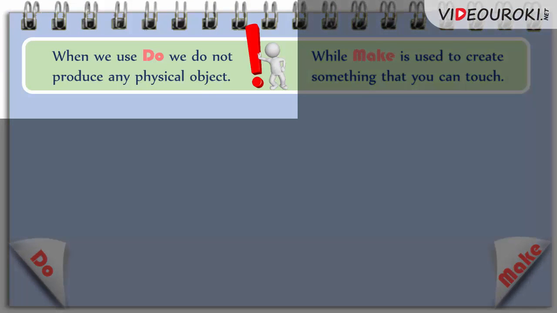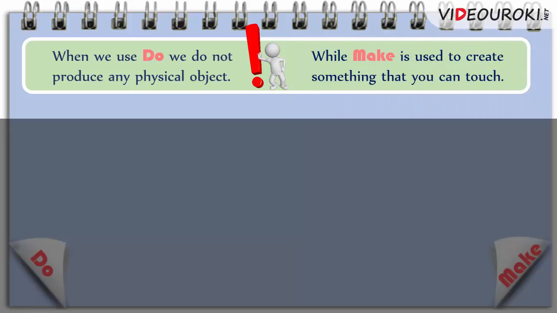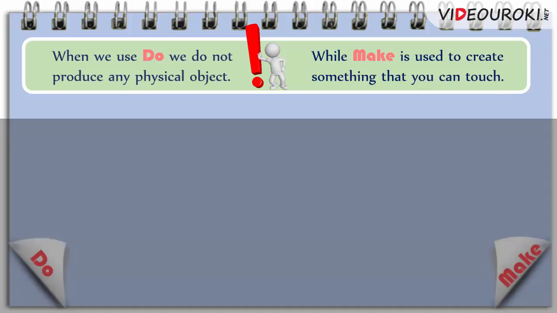And finally, let's sum up the information of the lesson. First of all, you should remember that when we use do, we do not produce any physical object, while make is used to create something that you can touch.